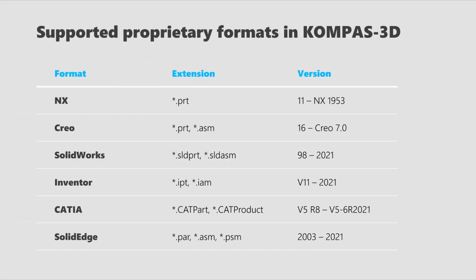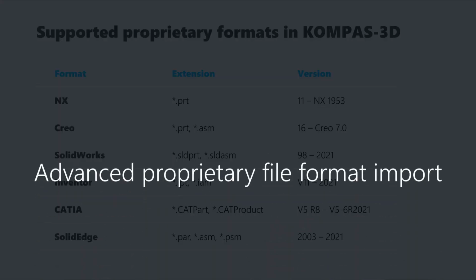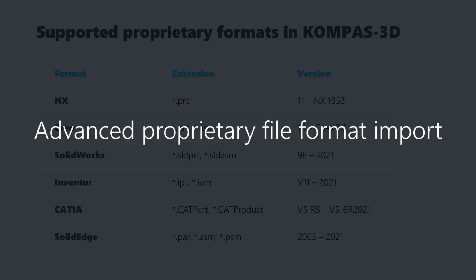In this slide, you can see the list of proprietary formats supported in KOMPAS-3D version 23. As you may know, a proprietary format is a closed format owned by a company or organization. These files can only be opened using their native software. To open files of proprietary format in KOMPAS-3D, you need to install the Advanced Proprietary File Format Import component from the Setup package. If you select the full installation type, this component will be installed automatically.